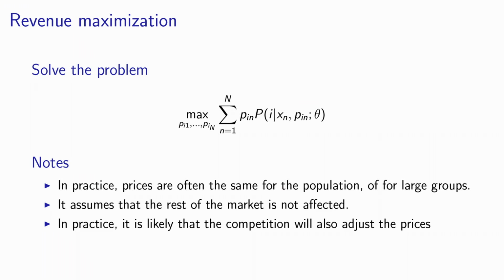So this is interesting because here the behavior of the customer is really at the core of the calculation of the revenue. Now we can make some comments about this. So first, as I said, in practice, the prices are often the same for the population or for large groups, but this can be easily adjusted. But the most important assumption that we make when we look at this problem is that we assume that the rest of the market is not affected. And this is not true in practice. Usually, especially in a competitive market, if one of the players is changing the prices, the other players will react. In order to model this, you need a theory called game theory, and this is out of the scope of this course. So here we will assume that the rest of the market is not affected.